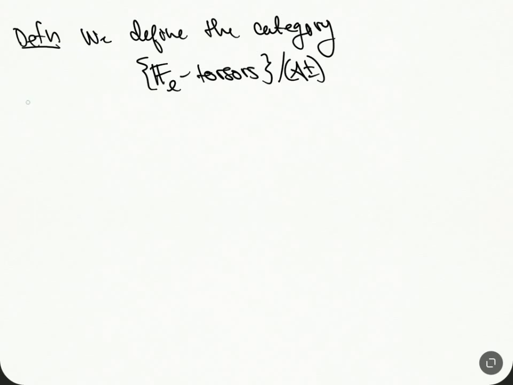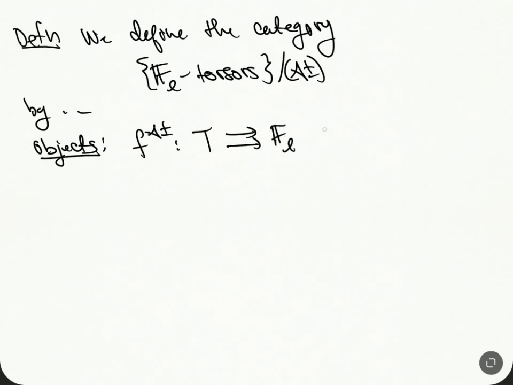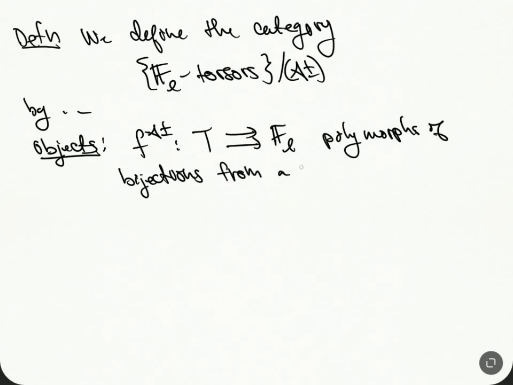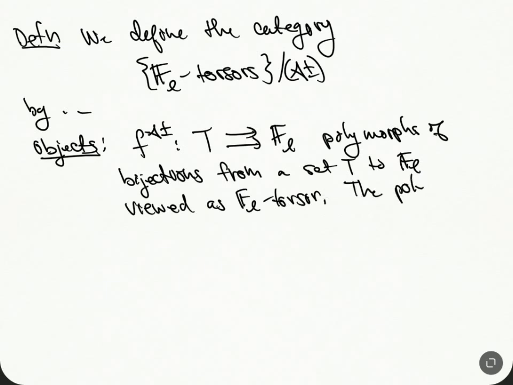Where by the following, the objects of this category are going to be polymorphisms of bijections from a set T to FL, viewed as an FL torsor. We're always going to view this part as an FL torsor. That's more relevant in the morphisms. And the polymorphisms are orbits. So that describes what the objects are.